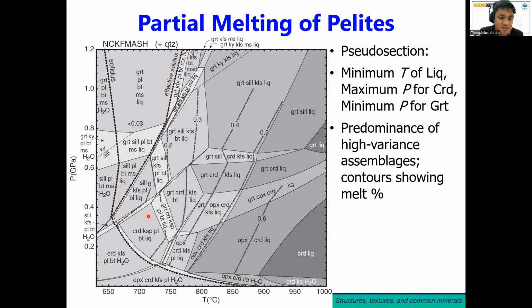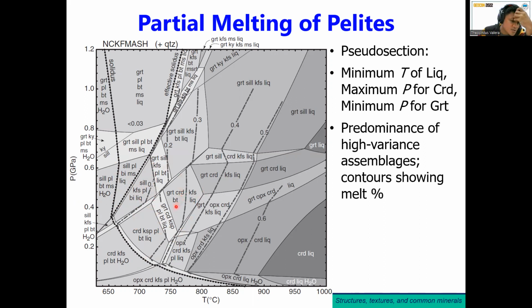Ayan. Ito yung sasabi ko na even pseudo sections show yung melt. So liquid as liquid. And predominance of high variance assemblages, contours show the melt percent. As you can see from here, although ito yung solidus natin, actually, wala masyadong na-form na liquid after. So 0.1 lang. 0.1 moles. Yung much of the liquid gets produced after. Ito, water produces melt. Pero yung melting happens much later dito pa, yung ibang curves pa.